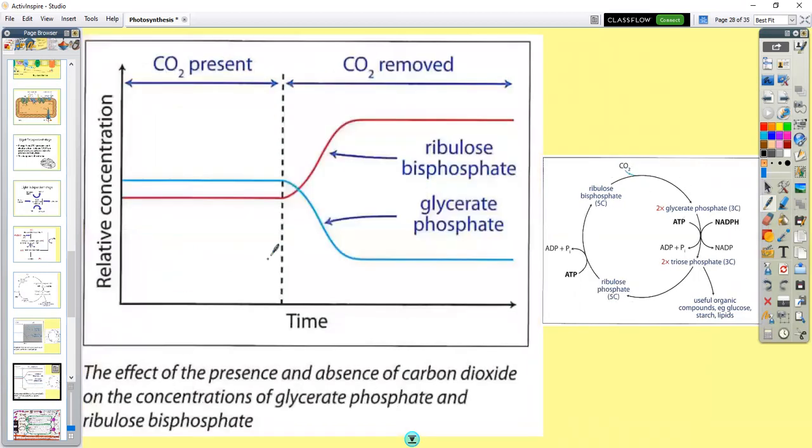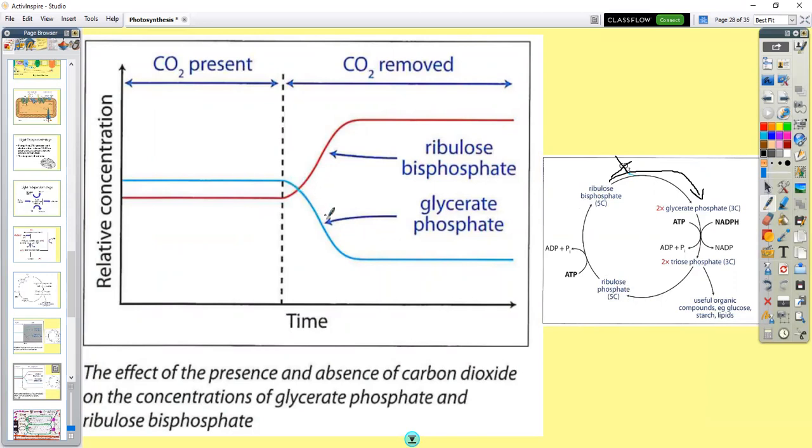The next graph is then looking at when CO2 is present and when CO2 has been removed. The opposite occurs in this stage, so we get, again, relatively constant. In this one, we get an increase in leveling off of RuBP, a decrease in leveling off of GP. So if we take out the carbon dioxide, then this part of the reaction cannot occur. So the conversion of RuBP to GP doesn't occur, so we get that buildup of ribulose bisphosphate. This reaction from glycerate phosphate through to RuBP can still occur.